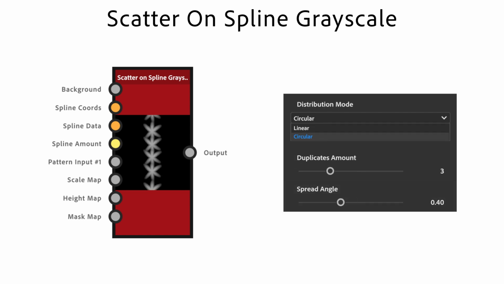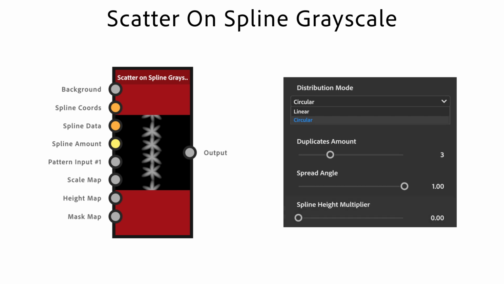Spread angle adjusts the arc of the virtual circle along which duplicates are distributed. One is a full circle. The spline height multiplier uses the spline height value to control the pattern luminance.